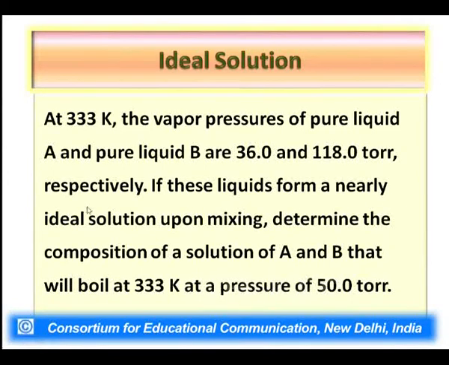If these liquids form a nearly ideal solution upon mixing, determine the composition of a solution of A and B that will boil at 333 Kelvin at a pressure of 50 torr. So, it means we have to determine the composition of the solution, that is the composition in the liquid phase of component A, amount fraction Xa, amount fraction Xb, for a solution that will boil at 333 Kelvin and at a pressure of 50 torr.